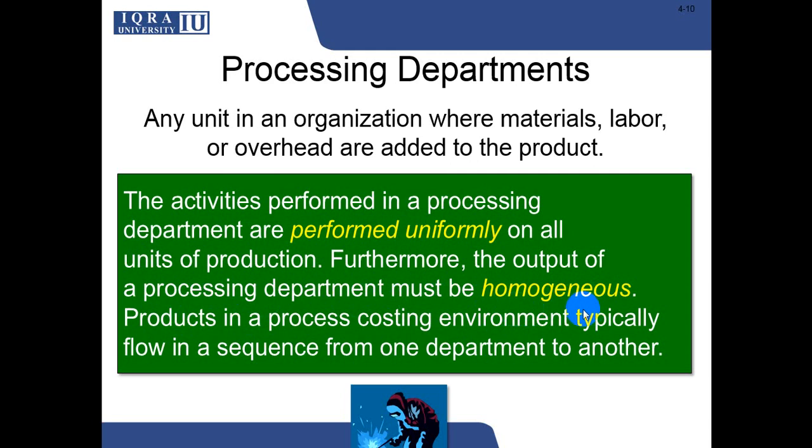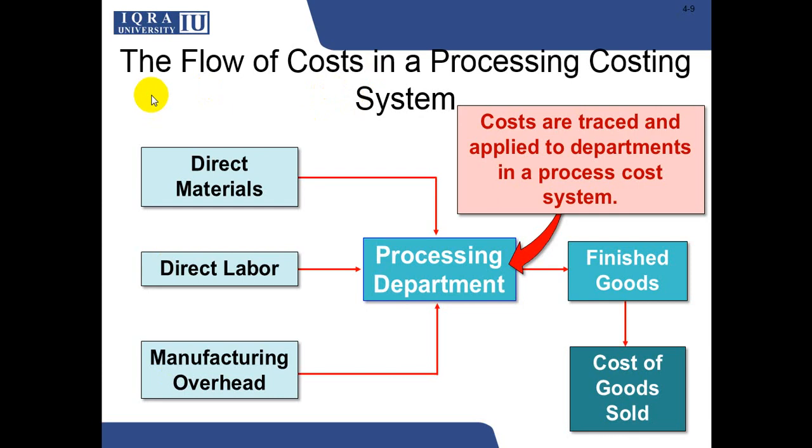We have discussed this homogeneous product: a process costing environment typically flows in sequence from one department to another. This is a very important point. We will calculate the cost department-wise, or we can say we calculate the cost by department, right? Okay, now we can see the flow of cost. Again I am showing you the flow of cost in a process cost system.